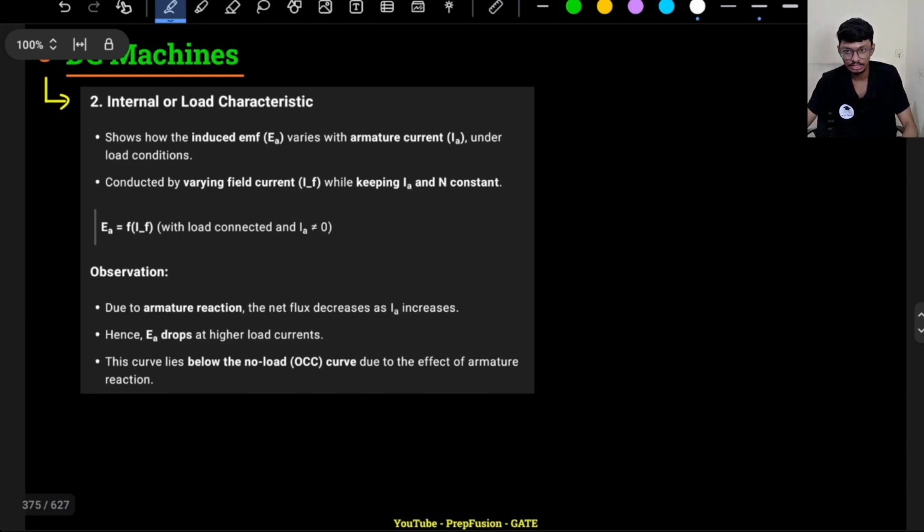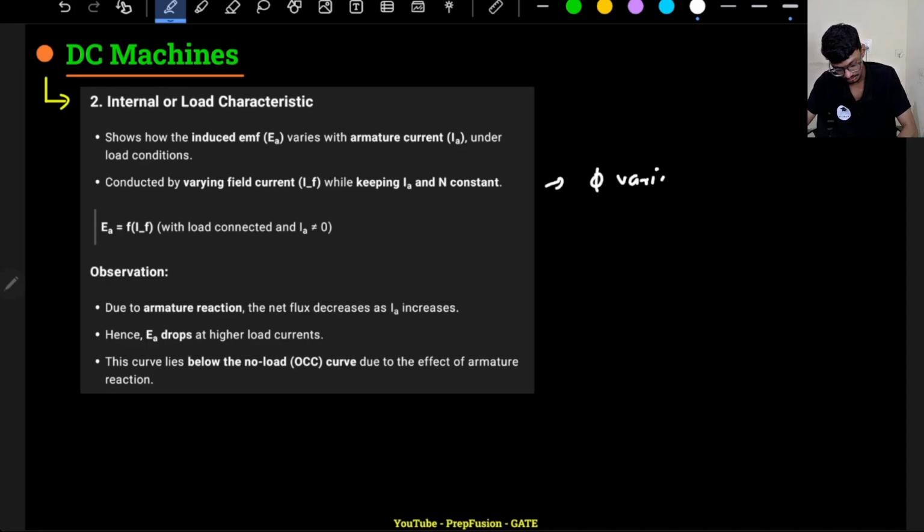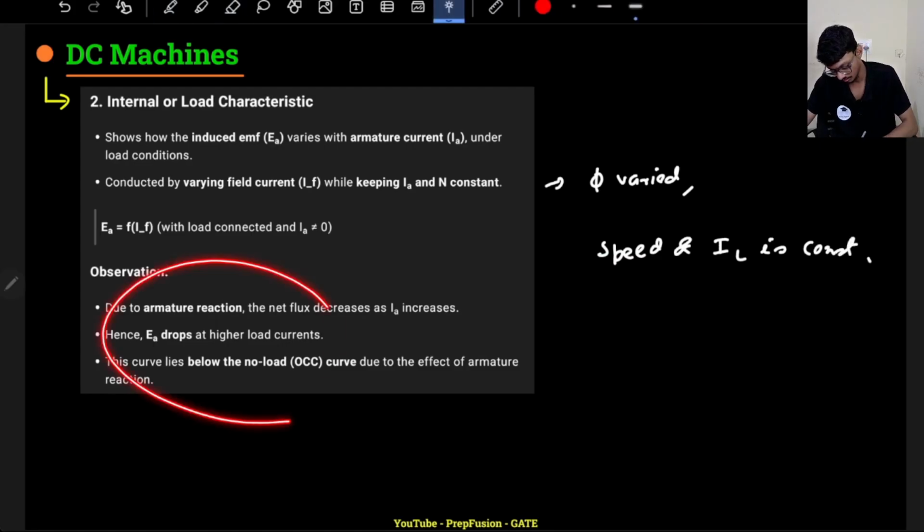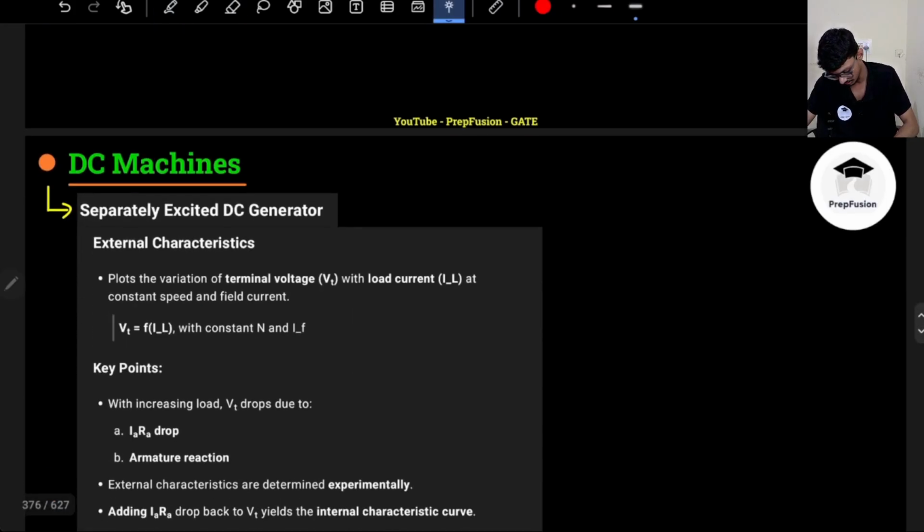So yeah, this was the internal and load characteristics. In internal and load characteristics, again the same thing, we vary our flux. Flux is varied, and our speed and load current are constant. Okay, this is the important portion that you have to remember. Same thing is written over here. I don't think there is something different.